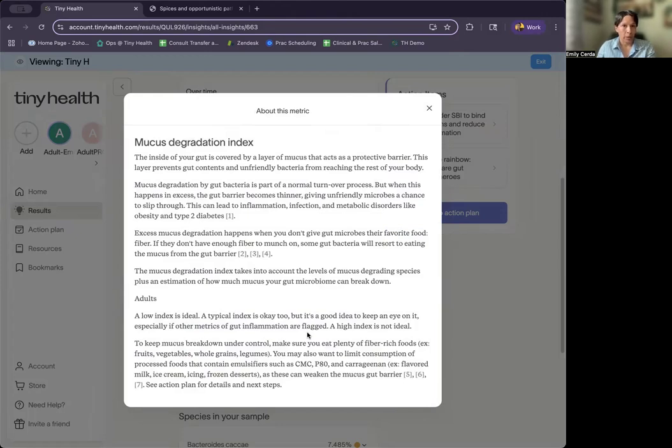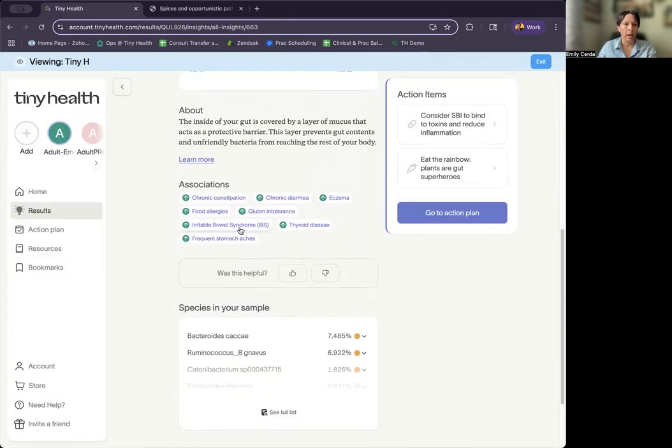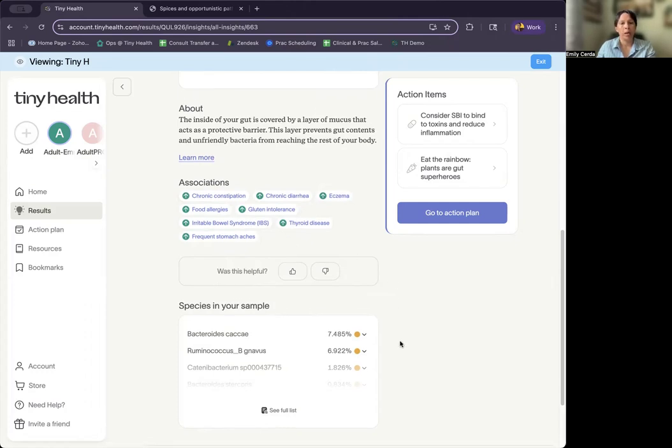Obviously, we don't want too much mucus degradation to happen because it's going to thin that gut lining and really cause some inflammation there. So you can see associations, and these are associations in our internal data. When this tends to be too high, it has a positive association with constipation, reported constipation. Some people report diarrhea when this is too high, thyroid disease. So you can click into any of these and see those associations.